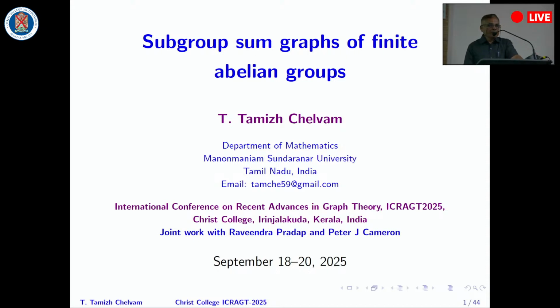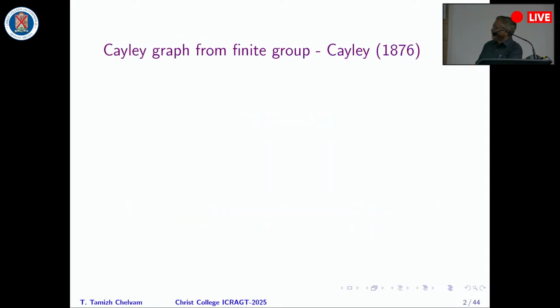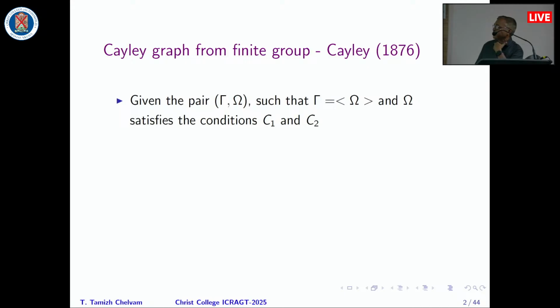Especially we have been concentrating on power graphs, something on commuting graphs, and this is another class of graphs from finite abelian groups. And of course, as I mentioned earlier, the very definition of Cayley graph was introduced by Arthur Cayley in 1876, and the very formal definition is this: you take a finite group gamma and its generating set omega.